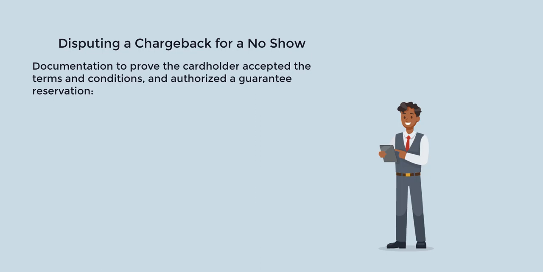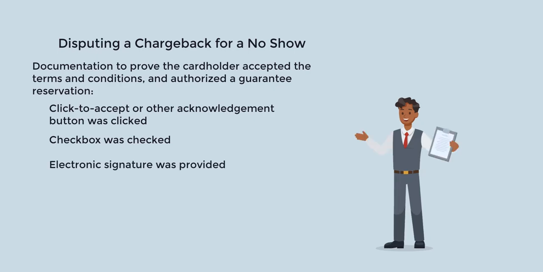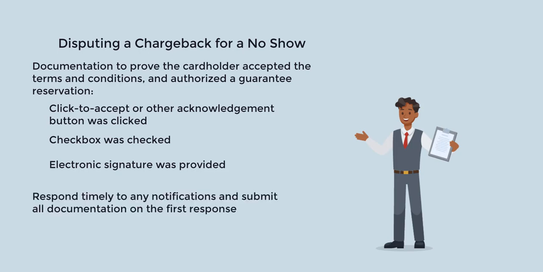of arrival. Evidence can take the form of electronic documentation showing a click to accept or other acknowledgement button that was clicked, a checkbox that was checked, an electronic signature that was provided. It is also very important to know that when disputing a chargeback, respond timely to any notifications and submit all documentation on the first response.